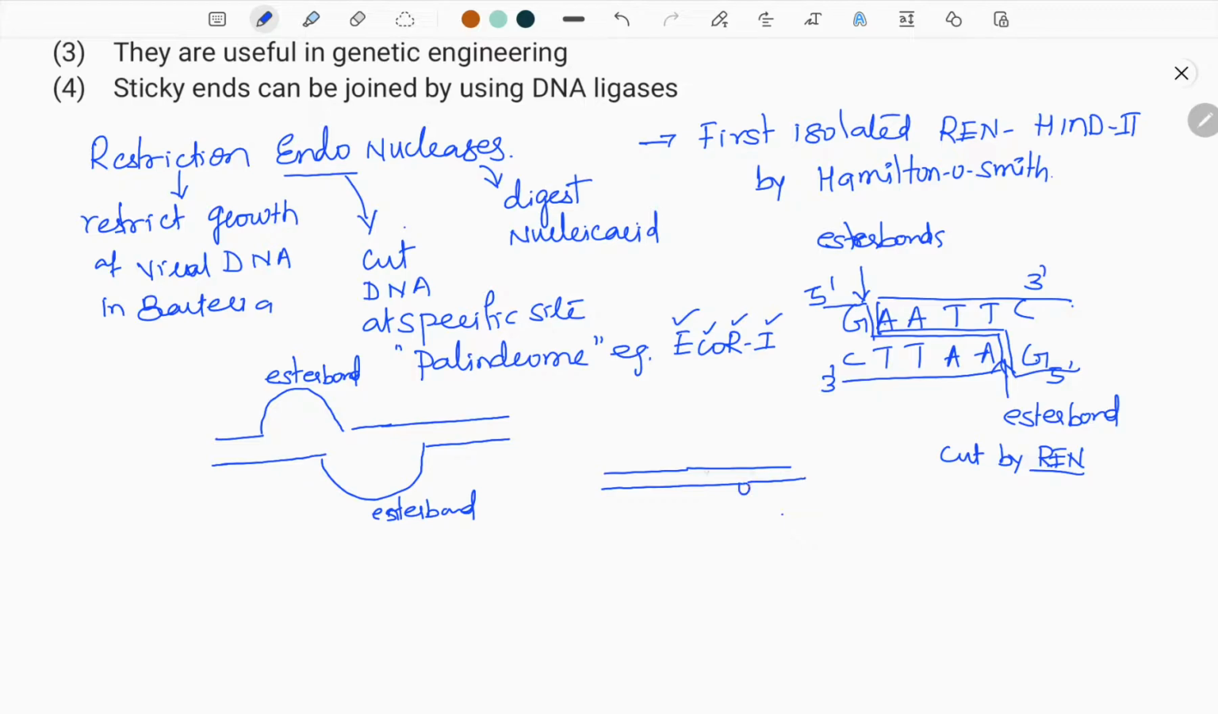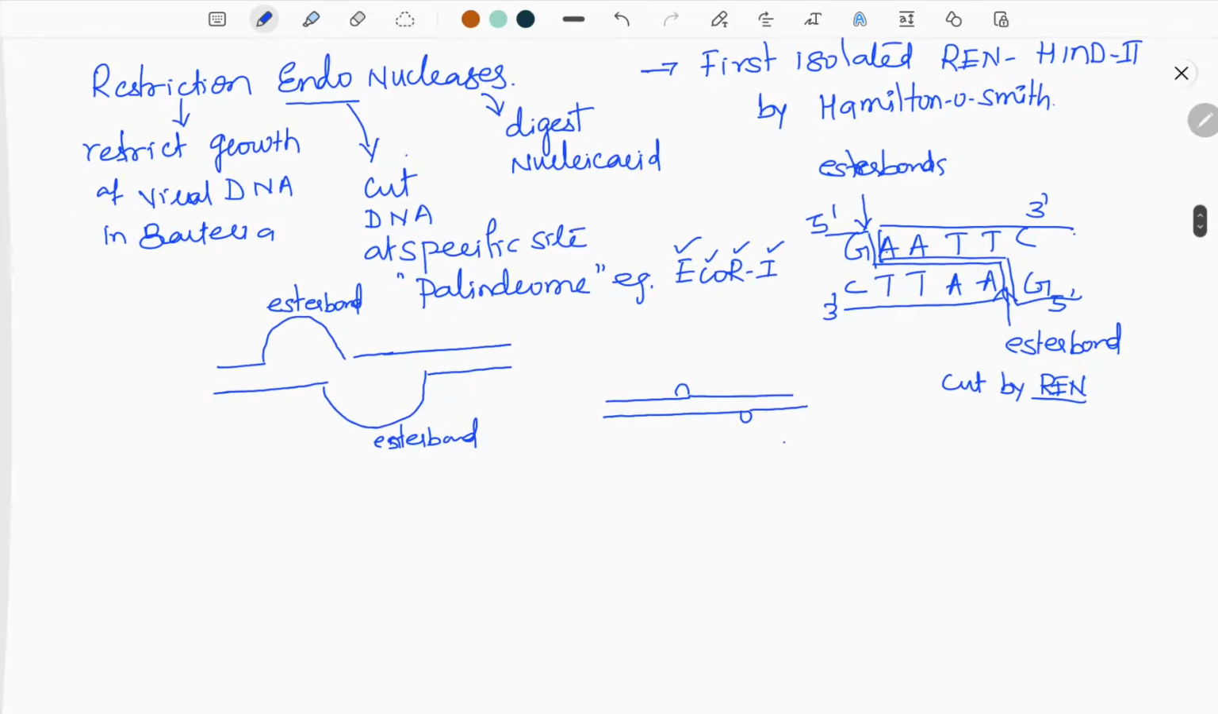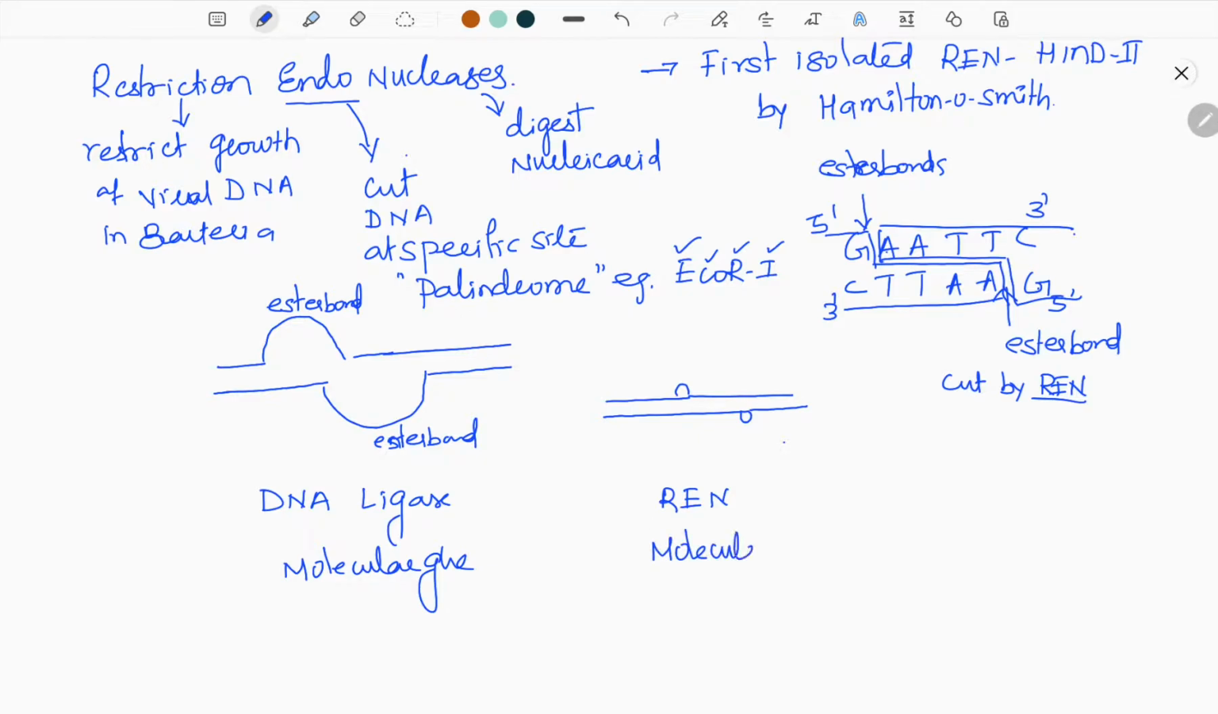Like this. So here the bond is joined, here the bond is joined. Both the ester bonds are joined here by DNA ligase. Then let me say the common features between the DNA ligase as well as the restriction endonuclease. I write here REN, and DNA ligase is called molecular glue, whereas restriction endonuclease is called molecular scissor.